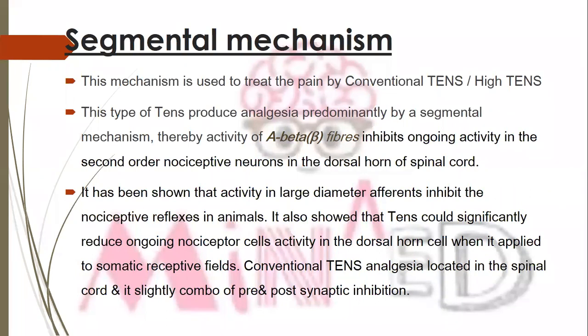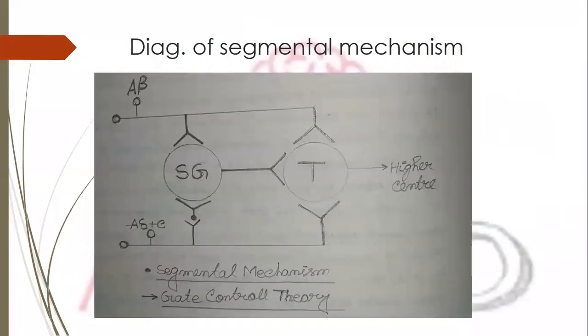Next is the extra segmental mechanism. Sorry, this is the diagram of the segmental mechanism, showing how it occurs. If you have A delta and C fiber pain, which carries the pain to the substantia gelatinosa, we use stimulation of the TENS and activate the A beta fiber.